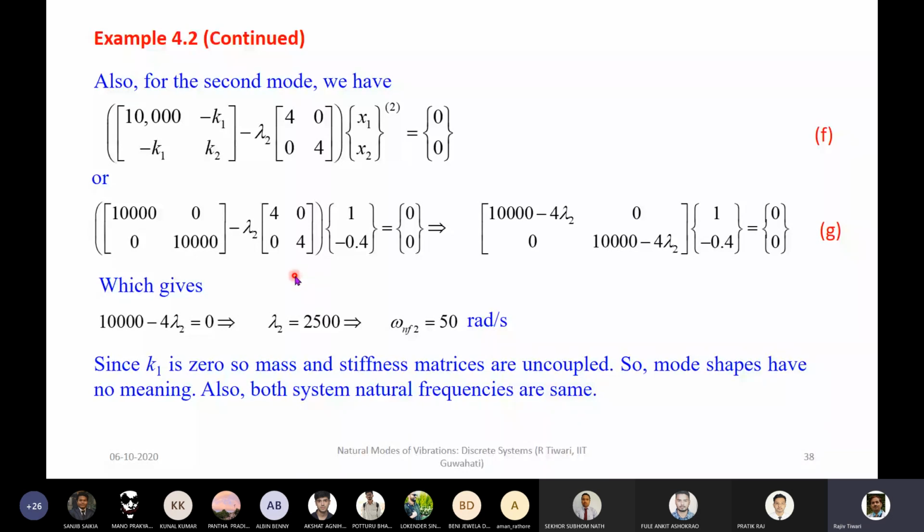So the choice of the eigenvector which was given makes the system uncoupled, but if we had chosen a different eigenvector in the first case, we could have got the coupled system. But for this particular case, they are uncoupled systems, and both the natural frequencies are the same. So this is one example.